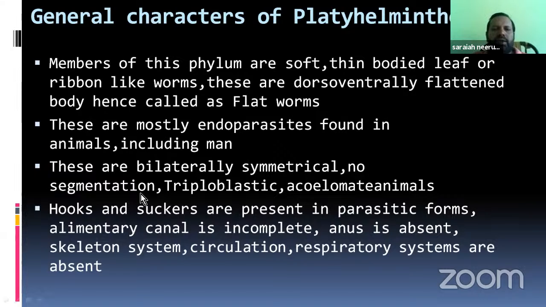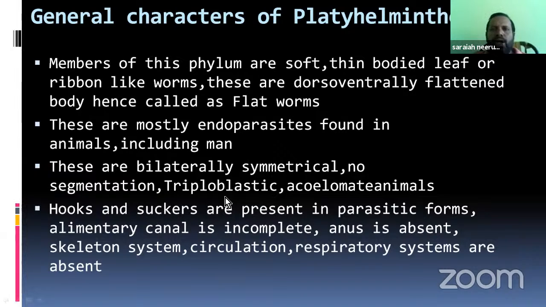No segmentation. The platyhelminth organisms' bodies show no segmentation. Segmentation means the linear body is divided into parts. There is no segmentation because the body is soft tissue, like a rubber-like structure. No metameres or segmentation are present in these animals.